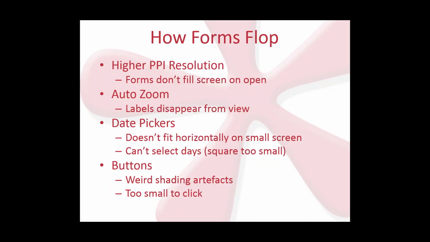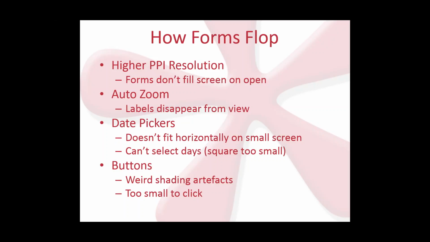So how do these forms flop when you present them on the phone? Well, the phones typically have a higher DPI, or dots per inch or pixels per inch resolution, and because of that, the forms don't look the same. And I'll show you an example in a second. In addition, when you're tabbing around in your phone, it zooms into these fields, right? And that causes everything else to disappear, which means that your users can't figure out what they're filling out. They don't have a label. And I'll show you an example here in a second.